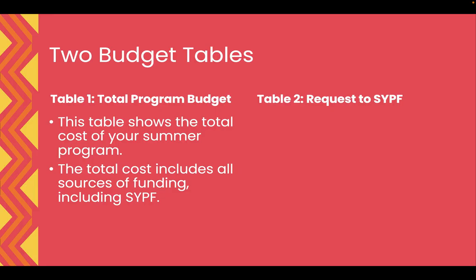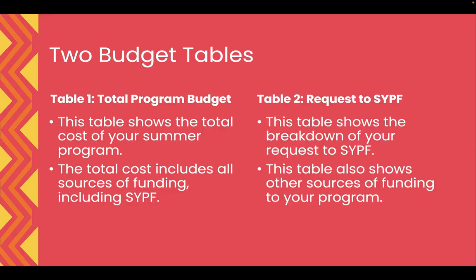The total cost includes all sources of funding from Summer Youth Program Fund. Table 2 shows the breakdown of your request to Summer Youth Program Fund. This table also shows other sources of funding to your program. We'll take a look at what this looks like in a minute, but other sources of funding might include donations of time or goods and services. It could include program fees that you charge families in order to enroll a youth in your program. It can include just the expenses or income from your organization's annual operating budget.